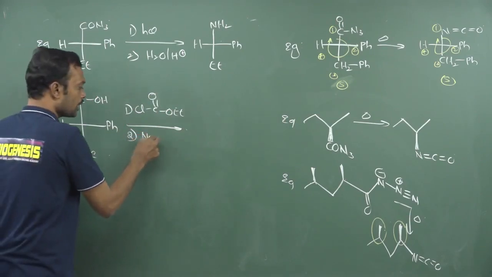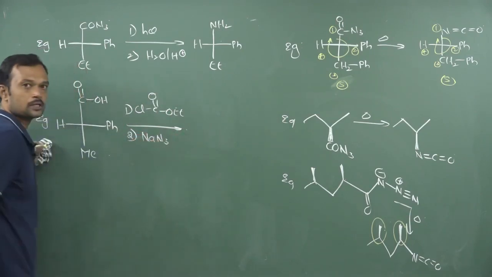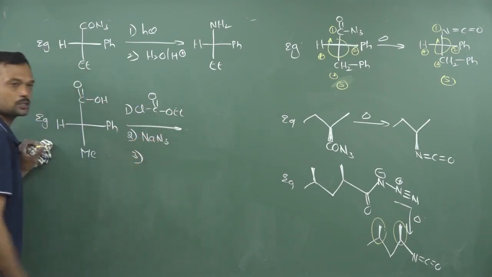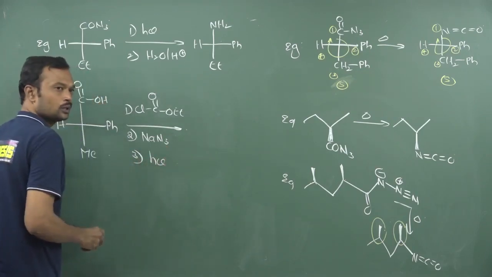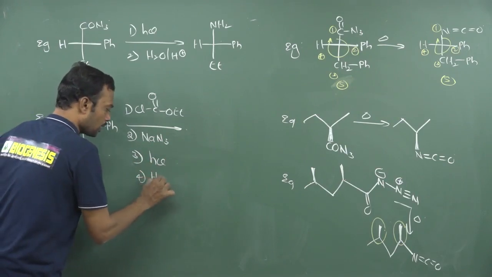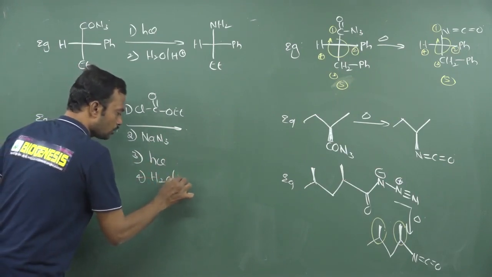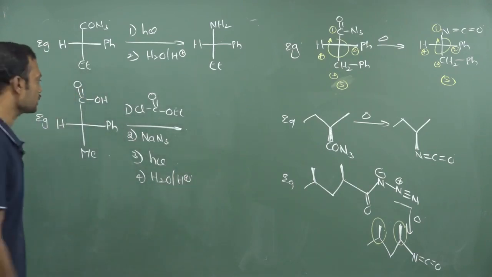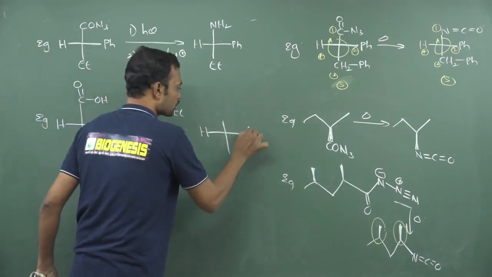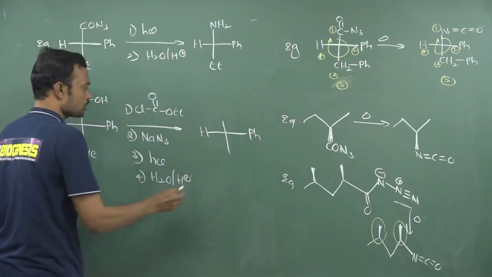After reacting this, it now reacts with sodium azide. Next, what about the third step? The third step is simply that we need to heat it. After heating, the reaction is completely diluted with a water molecule in the presence of acid medium. So what is the answer in this reaction? See, the chiral center configuration never changes here.